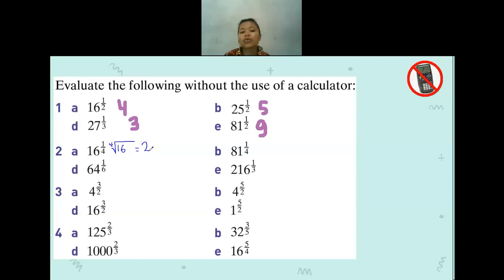If you don't like to use the root, you can change it into an index number. When you change 16 into an index number, it is the same thing as 2 to the power of 4. So 2 to the power of 4 gets another power, which is 1 per 4. Why is it 1 per 4? Because from the question we have 16 to the power of 1 per 4. So now we can simplify: the 4 and 1 per 4 become 1. 2 to the power of 1 is equal to 2 also. Is there anyone who has any confusion?